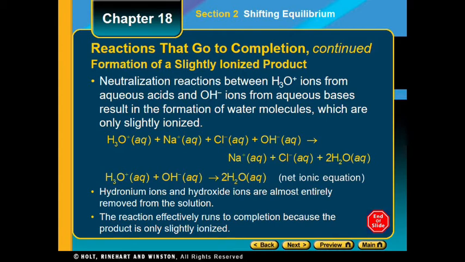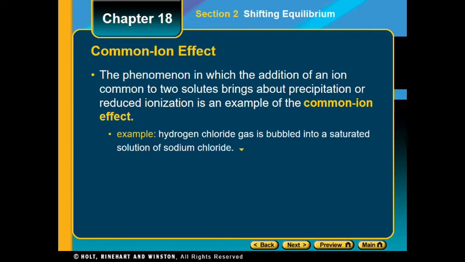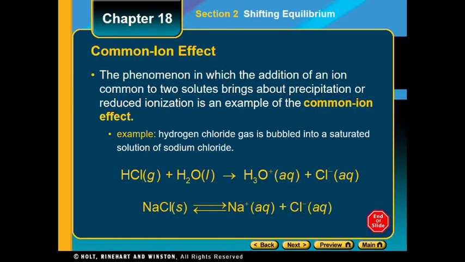Now, moving on to the common ion effect. Write down this definition. It is where you have the addition of an ion common to two solutes, what you're reacting, that brings about precipitation or reduced ionization. So another example, hydrogen chloride gas, that's your hydrochloric acid, is bubbled into a saturated solution of sodium chloride. There you have it right there. So hydrogen chloride gas is bubbled into a solution of sodium chloride, and you see they've got your two different reactions going on here. You're going to want to write those down.